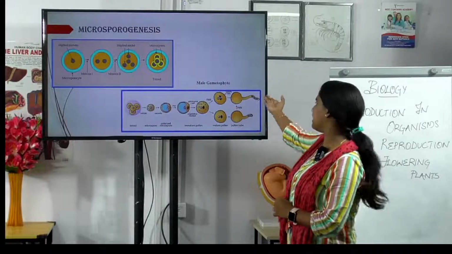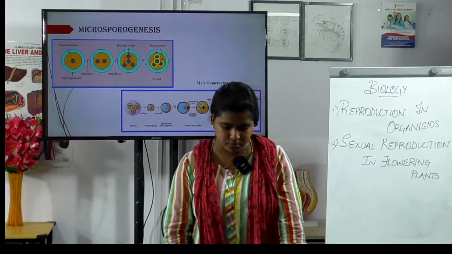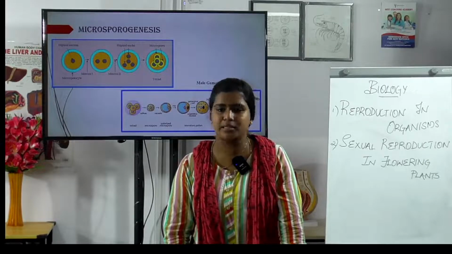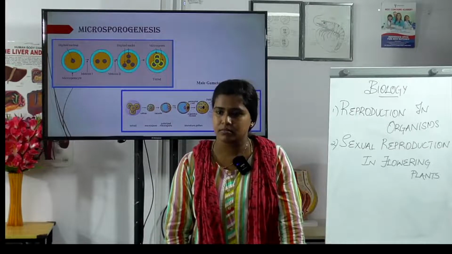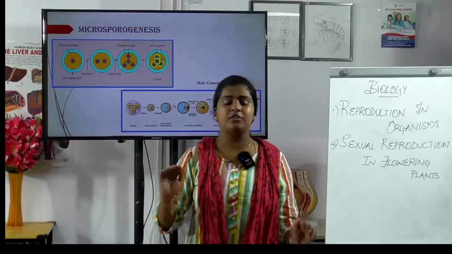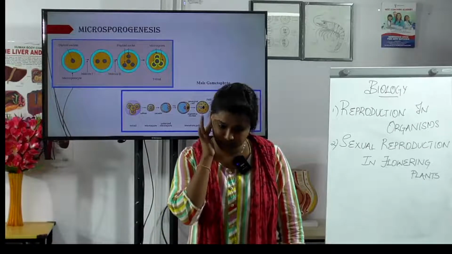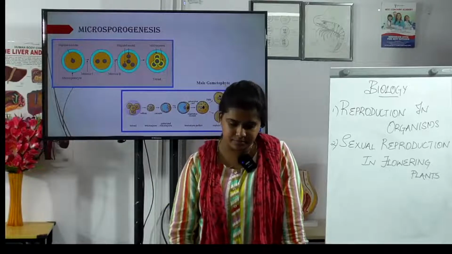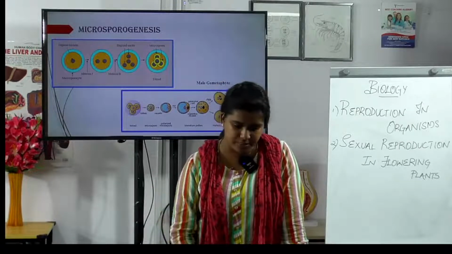This is the formation of the male gamete. So it contains two cells: one is vegetative and another is generative. Which is larger? Vegetative. And which does not have a regular shape? Vegetative. Yes, correct.